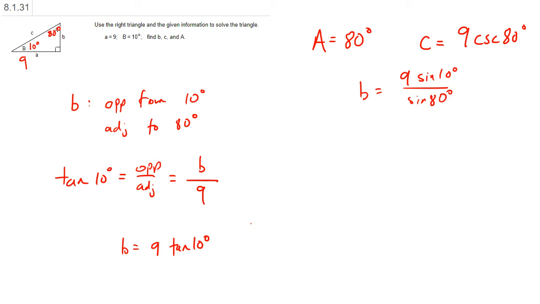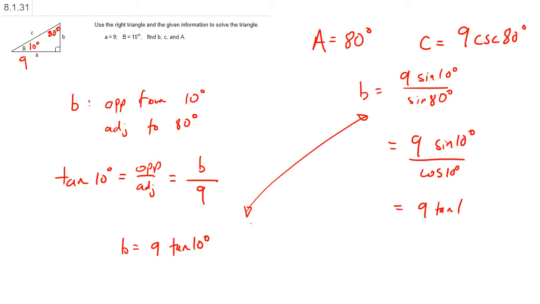If I look back at our prior work, we've already observed that the sine of 80 degrees is in fact the cosine of the complementary angle, and complementary to 80 degrees is 10 degrees. And now we have sine of 10 degrees over cosine of 10 degrees, which is the tangent of 10 degrees. It's the same answer, whichever way you did it. Okay, moving on.